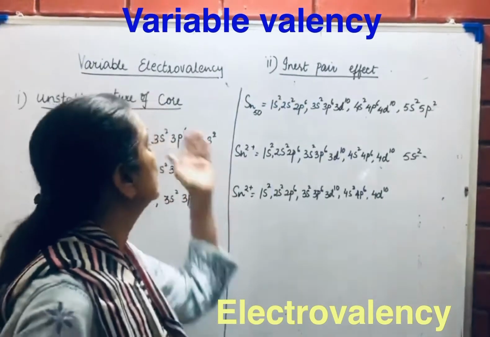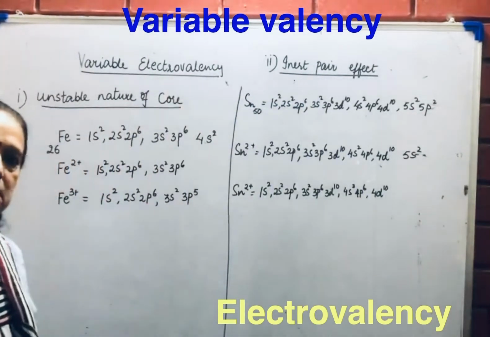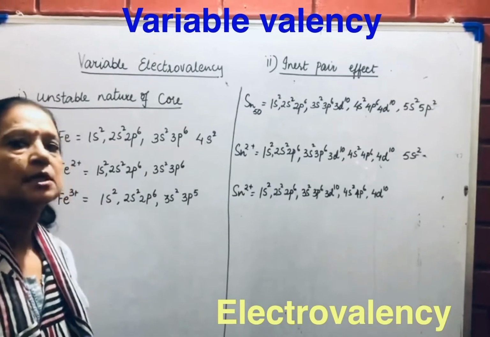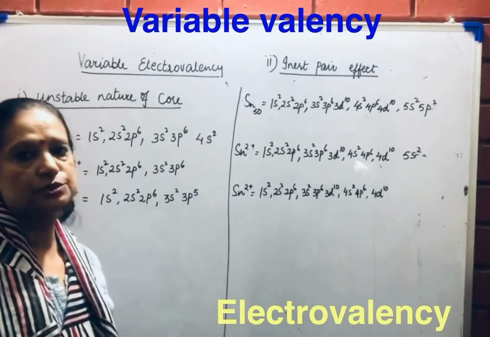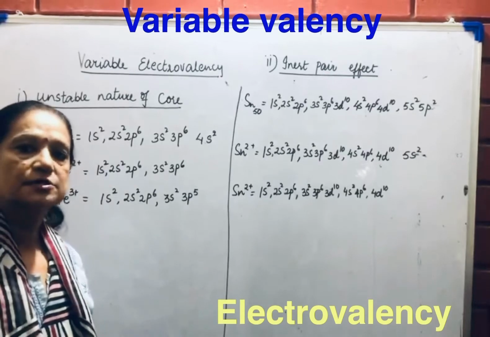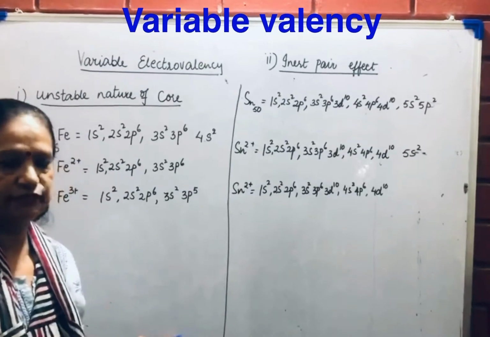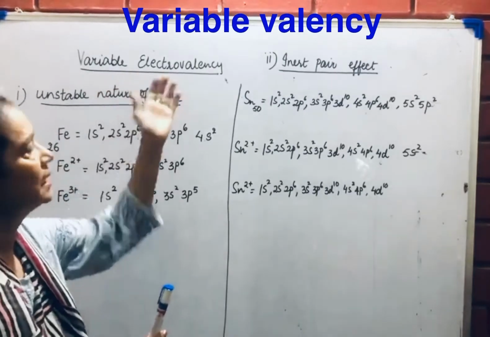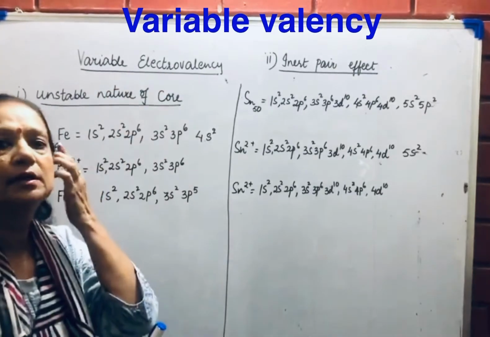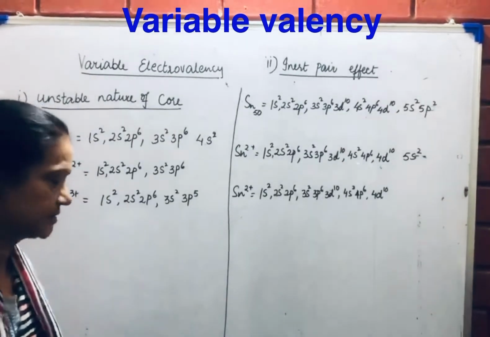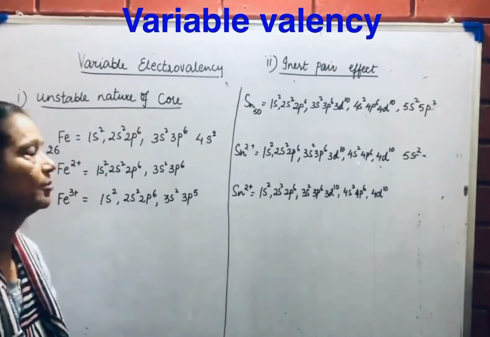Now look at variable electrovalency. Electrovalent compounds contain metal and non-metal. So metals lose electrons to show their valencies. When you have learned about ferrous and ferric, it means they have lost electrons. So variable electrovalency means how a metal loses electrons and shows different valencies. Cuprous, cupric, you have heard before.